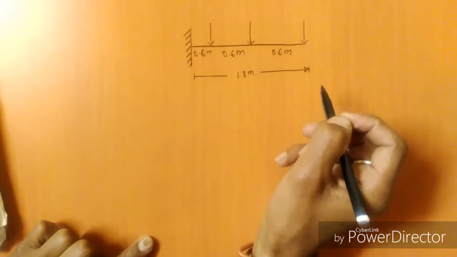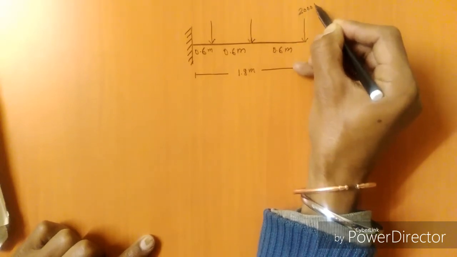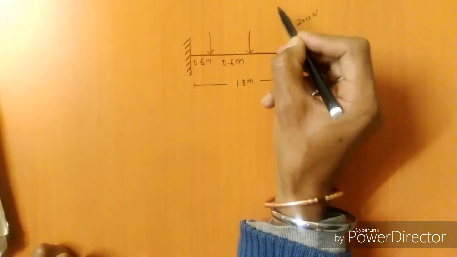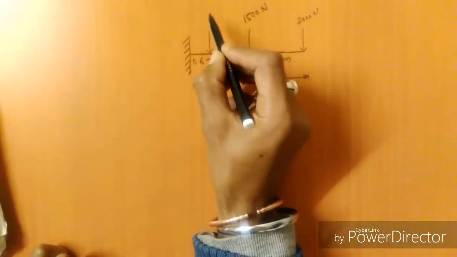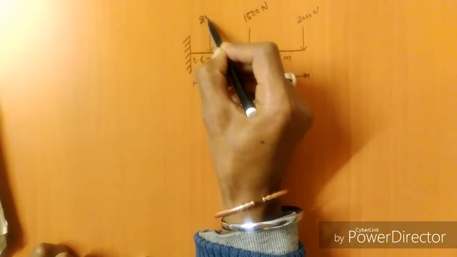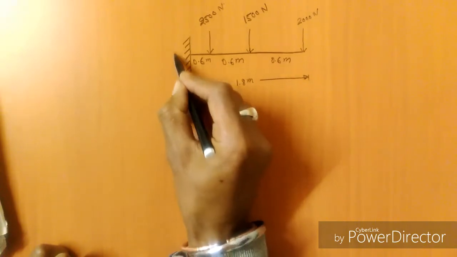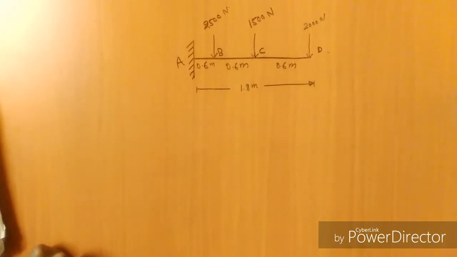This load is 2000 Newton, this load is 1500 Newton, and this load is 2500 Newton. This is point A, point D, sorry, point B, point C, point D. Okay, now start.